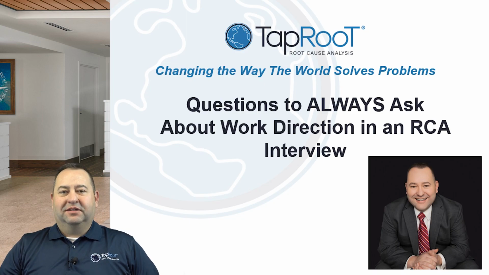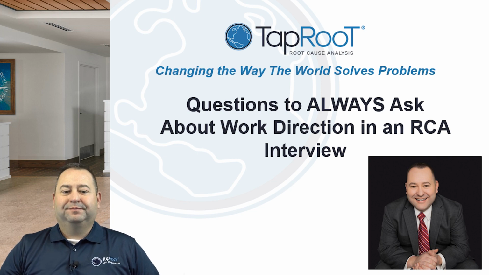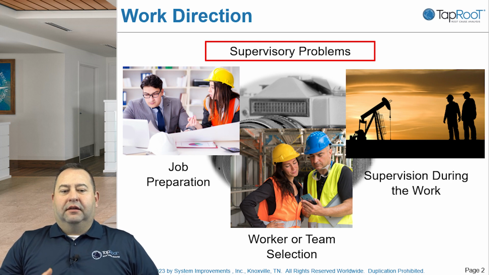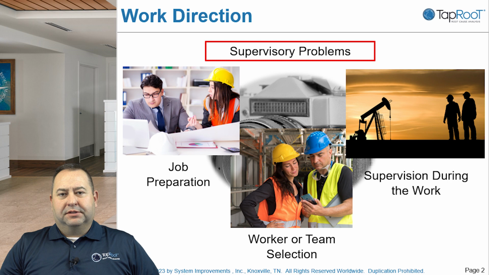And I'm going to be speaking to you today about questions to always ask about work direction in a root cause analysis interview. So when you're talking about work direction, you're talking about a focus on supervisory problems. And in that focus, there's three aspects to those supervisory problems: job preparation, worker or team selection, and supervision during the work. Work direction is not limited to just looking at one individual person and examining mistakes they may have made, but includes all three of these aspects.